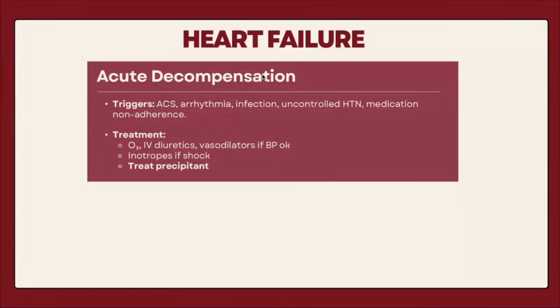For this, you obviously want to start off with, so you see I bolded treat precipitant. It depends on what's causing it, right? You want to start with the cause and you want to treat their symptoms accordingly. You want to give them O2, you want to give them diuretics, you want to get rid of the fluid, you want to give them vasodilators, and if they're going into shock, you give them inotropes. And okay, with that, technically, I covered heart failure, but do you guys have any questions?